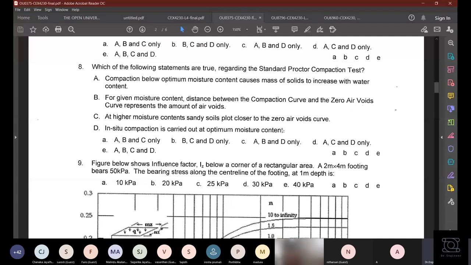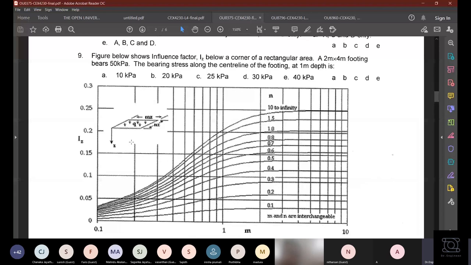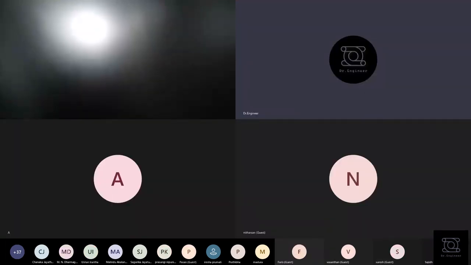And question number 9. Here the figure below shows the influence factor below a corner of a rectangular area. A 2 meter by 4 meter footing bears 50 kilopascal. The question asks for the bearing stress along the center line of the footing at 1 meter depth. But the chart is given for a corner, so we have to somehow convert that to a corner. We'll try to convert that.